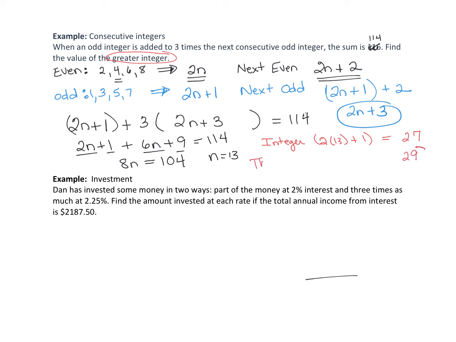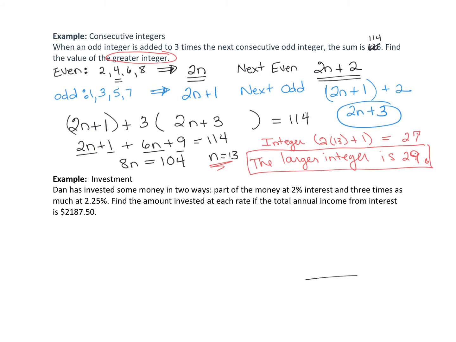So the larger integer is 29. So keep in mind, this is one of those situations where you have to be really careful and make sure that you read the question before you finish the problem, because the question was not what is n, but the question is what was the larger integer.